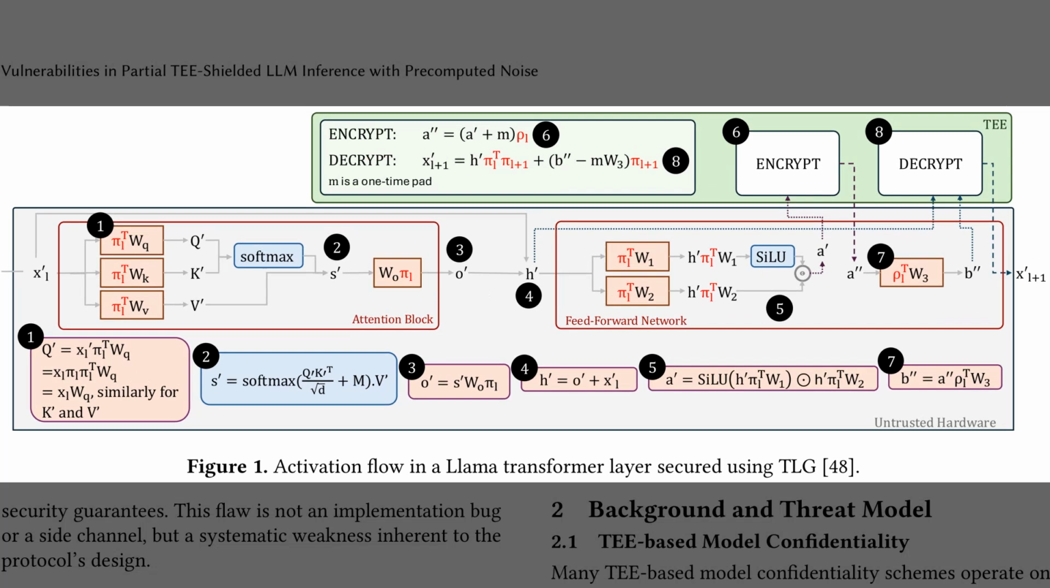Well, Figure 1 illustrates this process for a single Llama transformer layer secured by TransLink Guard. The large bottom section represents the untrusted hardware handling the heavy lifting, while the green box at the top right is the trusted execution environment. The system uses a lock-and-key approach, where weights are permuted offline. Look at step 1 on the left. Because the input arrives already permuted, the weight permutations cancel out during matrix multiplication. This allows the hardware to perform valid attention calculations without ever accessing the plaintext weights. Finally, steps 6 and 8 show where the trusted execution environment intervenes to encrypt and decrypt data around the feed-forward network.